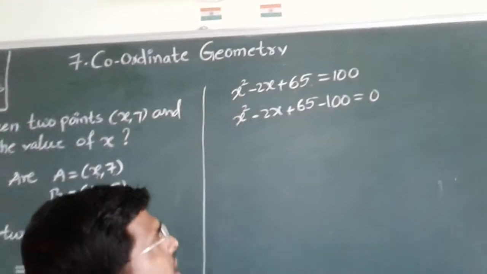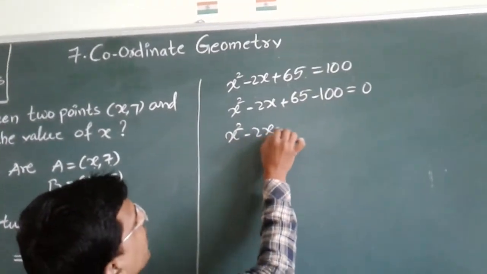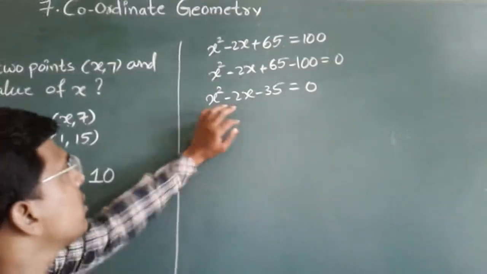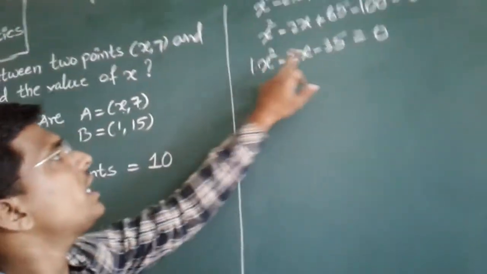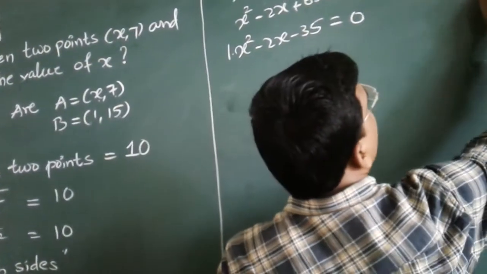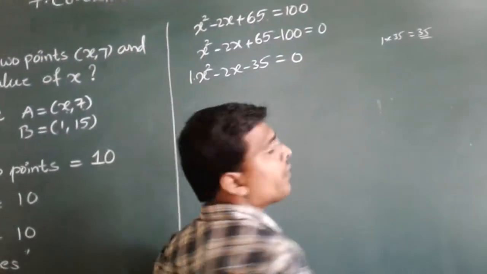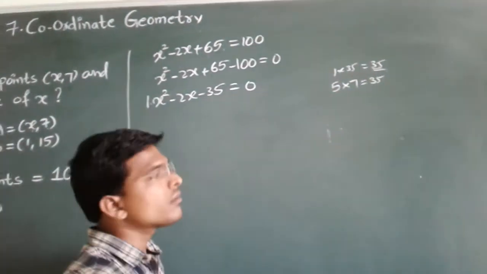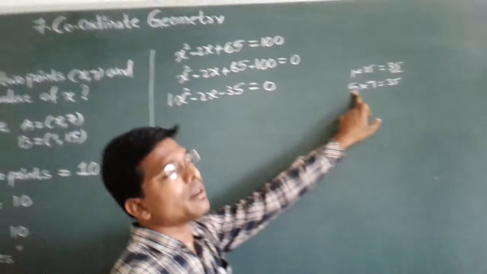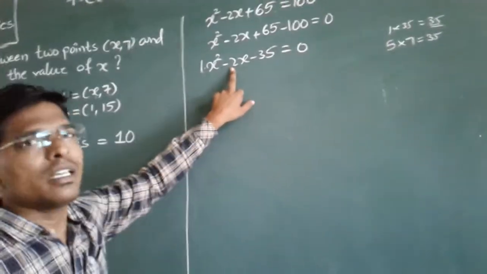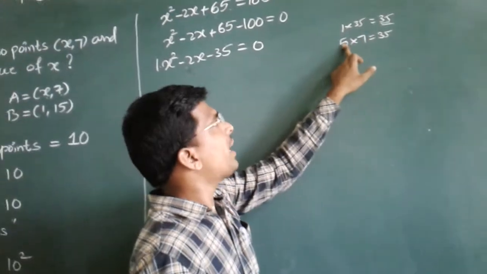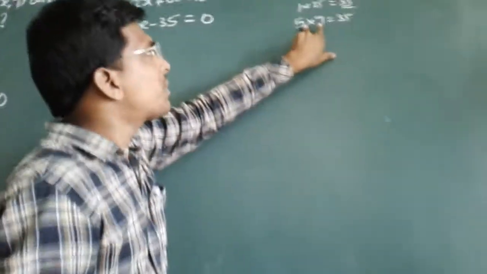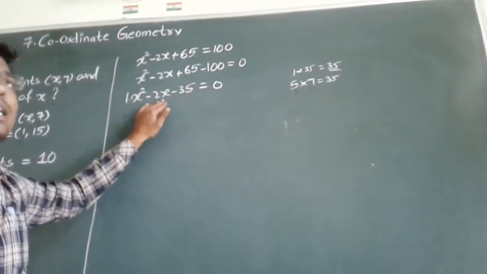Okay, 65 minus 100, how much? Minus 35. Now factorize. Factorization is for the quadratic equation. So it has the coefficient as 1. 1 into 35, so 35. Write the factors for 35. So simply 5 sevens are 35. By adding these two factors or by subtracting these two, we should get the middle term as minus 2. If you add, 5 plus 7 is equal to 12; 7 minus 5 is equal to 2. When we are subtracting these two factors, we are getting the middle term as 2.